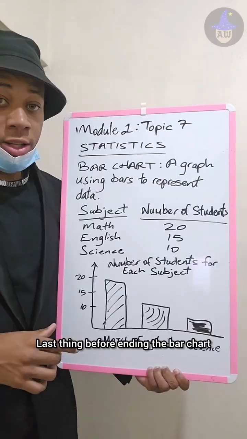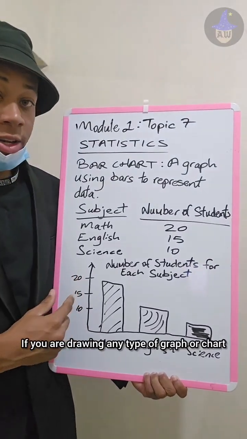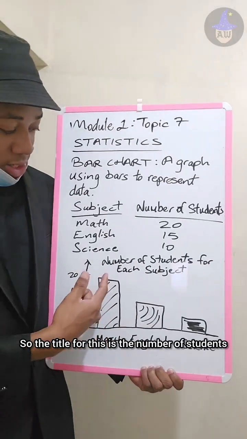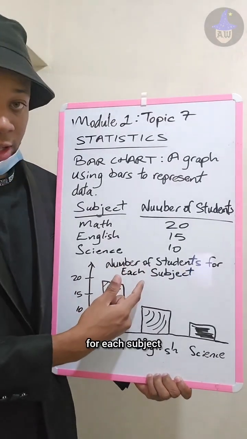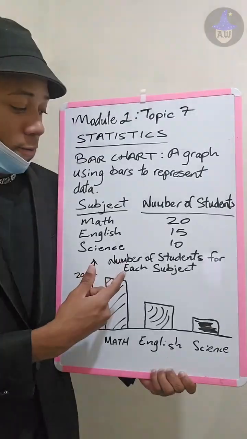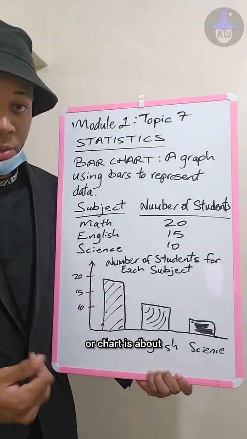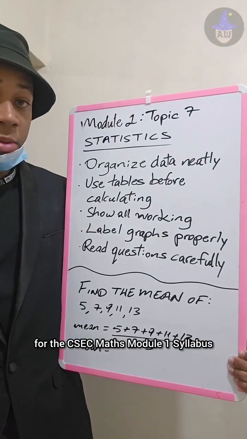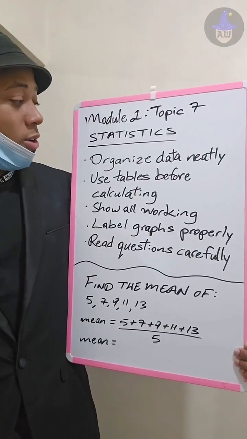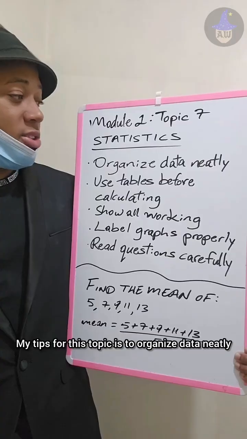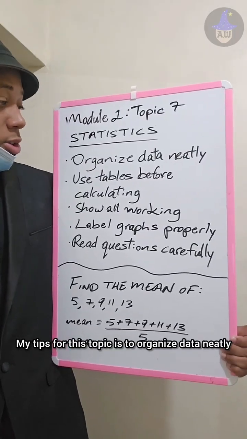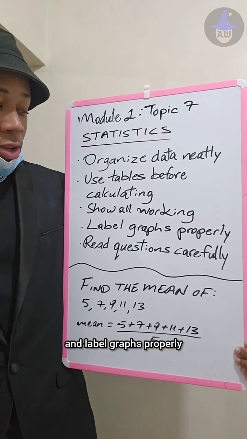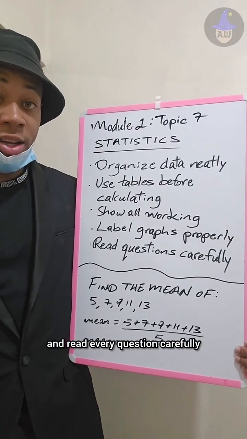Last thing before ending the bar chart, if you're drawing any type of graph or chart, you have to always put a title. So the title for this is the number of students for each subject. You write the title relating to what the graph or chart is about. Now this is the end of topic 7, statistics, for the CSEC Maths Module 1 syllabus. My tips for this topic is to organize data neatly, use tables before calculating, show all working and label graphs properly, and read every question carefully.